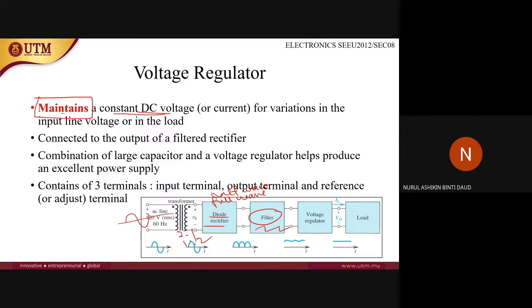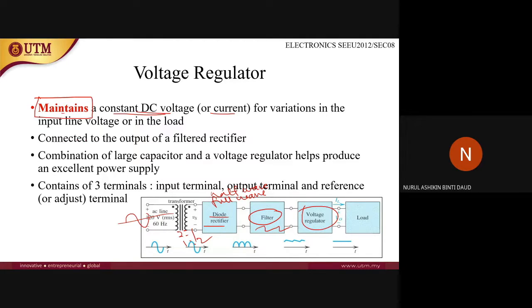So it depends on the filter. And then today we will learn about what a voltage regulator is. The voltage regulator will maintain a constant DC voltage or current for variations in the input line voltage or in the load. It will maintain the constant DC voltage.